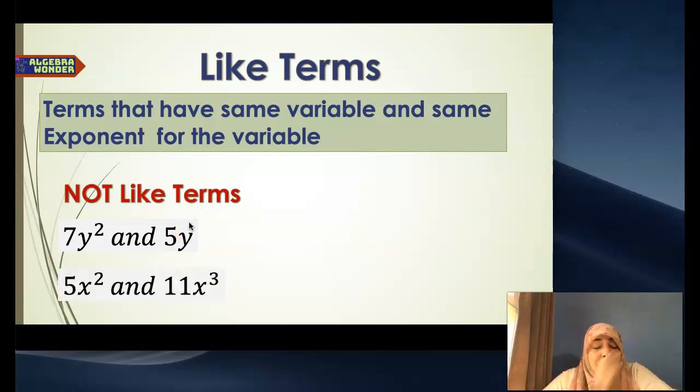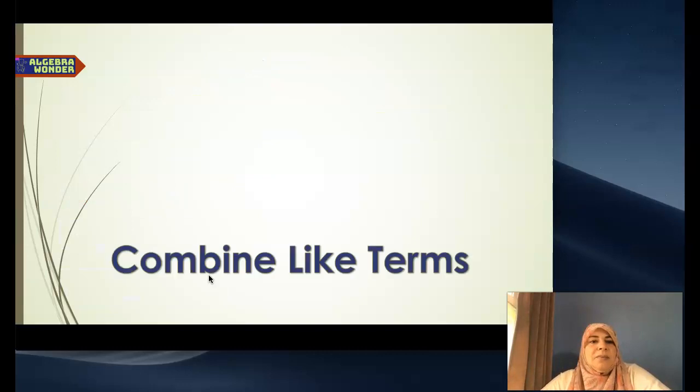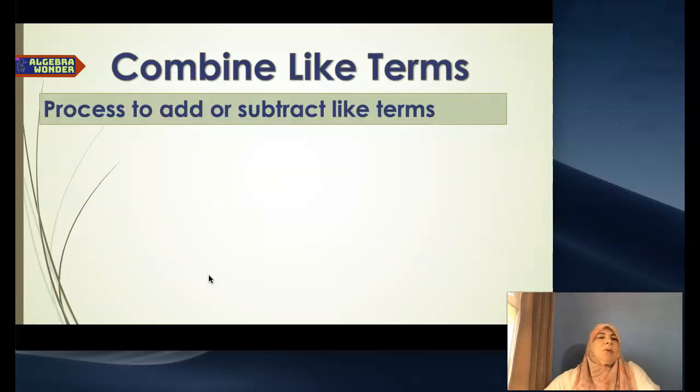What else? 5x squared and 11x to the 3rd power. Again, we have the same variable x, but here the exponent is 2, and this x has the exponent 3, so they're not like terms. So don't get confused about this. They must have the same variable and same power, same exponent. Okay, so let's see how we can combine them.